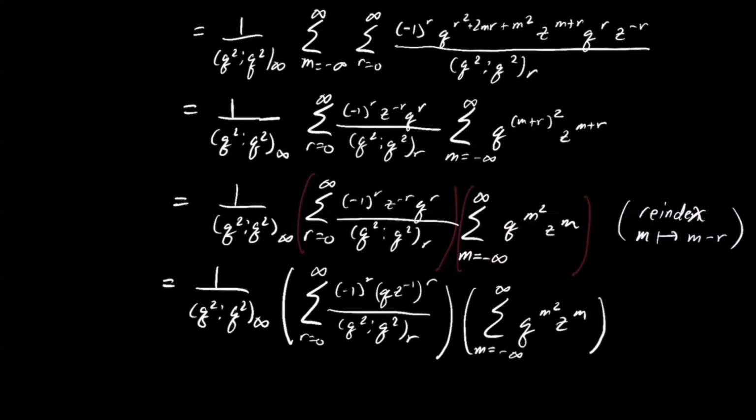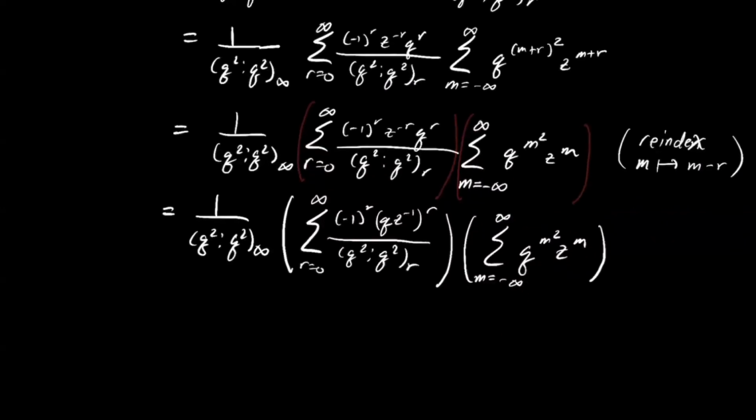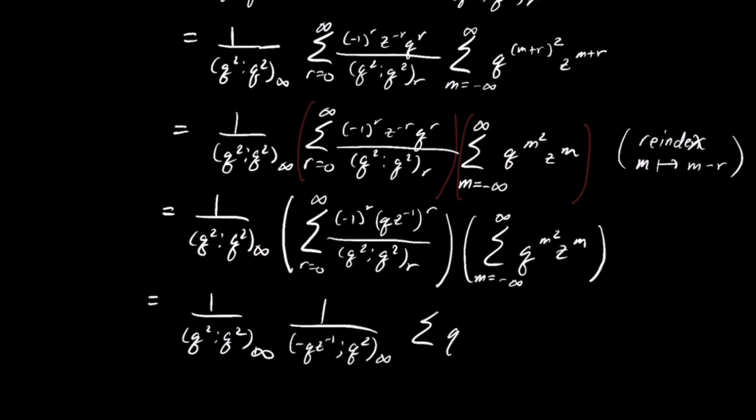And again, now I have something that I can use equation star, star, star to substitute for, right? So if I take that middle term and substitute it, I have this beautiful equation star, star, star that I can use. This becomes 1 over (-q z^{-1}; q^2)_∞ times the sum of q^{m^2} z^m as m goes from -infinity to infinity. So this is by equation star, star, star. And essentially we're done, right?